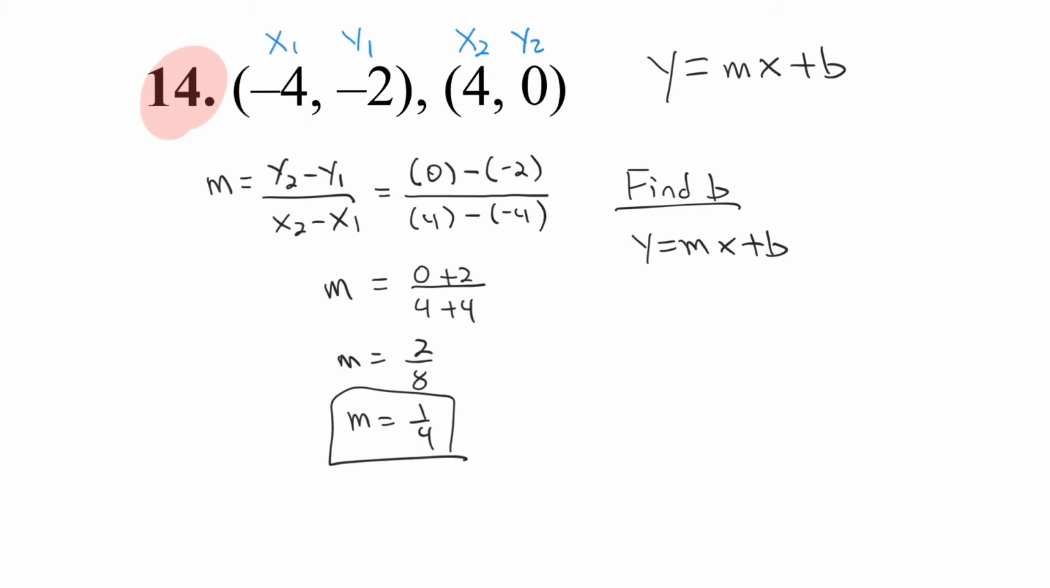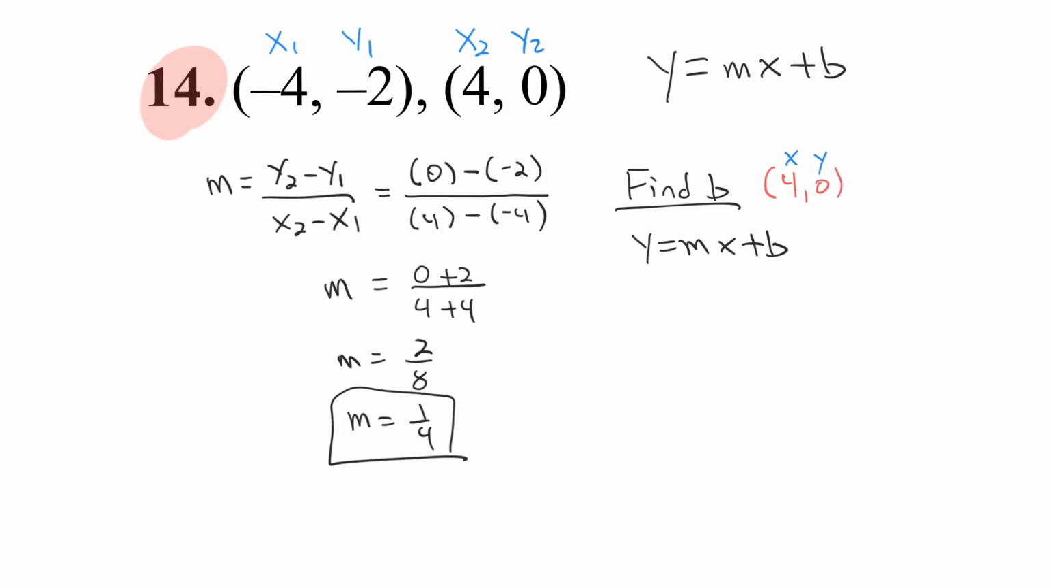Doesn't matter which one. I like this one because it doesn't have negatives, the second point, and 0 is kind of easy to use because if you multiply anything by 0 it is 0, and if you add 0 to anything, it's going to be the number itself. So 0 is a lot easier to use. So I'm going to choose this point. I'm going to have 4, 0. So this one's going to be my x, that one's going to be my y.